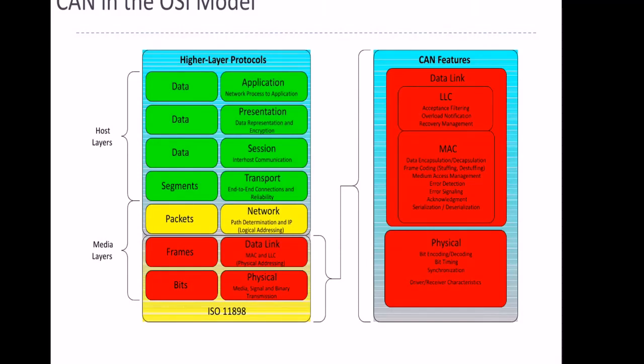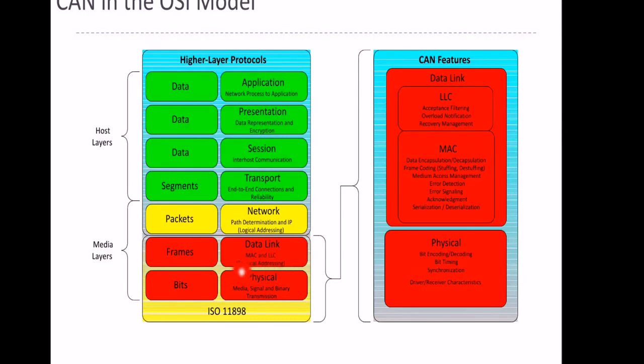Then the digital signal is taken into the physical layer of the CAN protocol. This physical layer takes care of the media transmission, signal and binary transmission. The transmission of these messages or signals is handled in terms of bits. So that is what the physical layer really does.